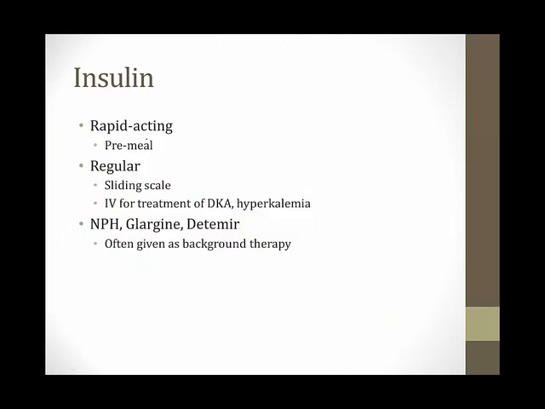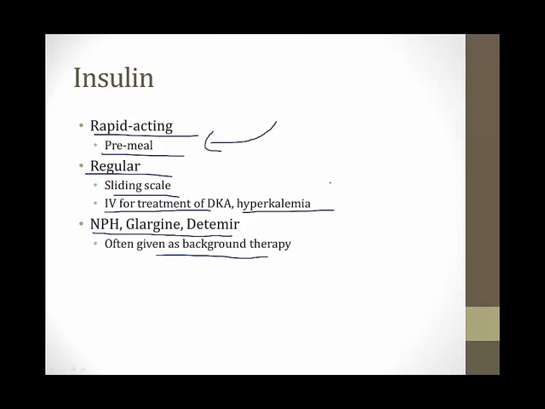So just to summarize, the rapid-acting insulins are often given pre-meal. They're sometimes referred to as prandial insulins. Regular insulin is given as a sliding scale in the hospital. It's also the IV drug of choice for treatment of diabetic ketoacidosis and hyperkalemia. NPH, Glargine, and Detemir are often given as background or so-called basal therapy to supply a long-acting level of insulin to the body with boluses of rapid-acting or regular on top of that.